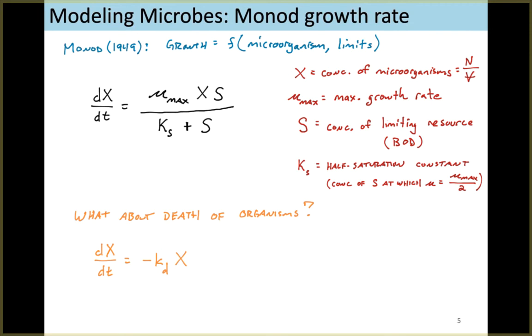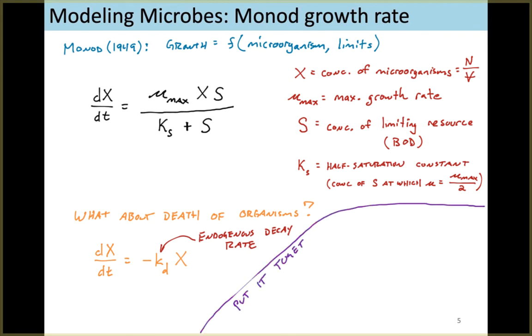And of course, things that grow and live will ultimately die. And we'll represent that death as a first order coefficient, so minus kd, think of d as decay or death, times the concentration. And this is called an endogenous decay rate, but for our purposes we can think of it as a death rate. And so what is the net growth of microbes? Well, we can put those two together. It's the growth in black minus the death shown in orange. And so this would be the application of Monod kinetics to describe microbial population growth and death.